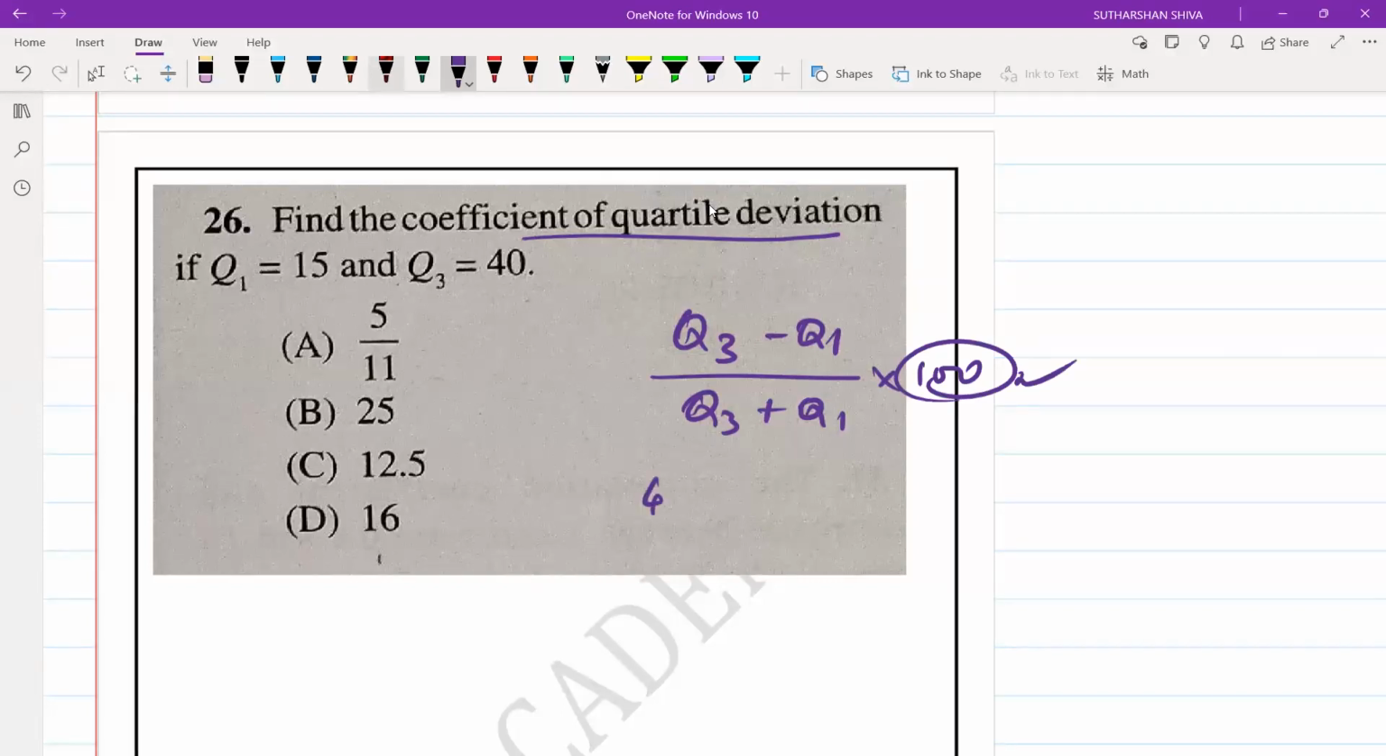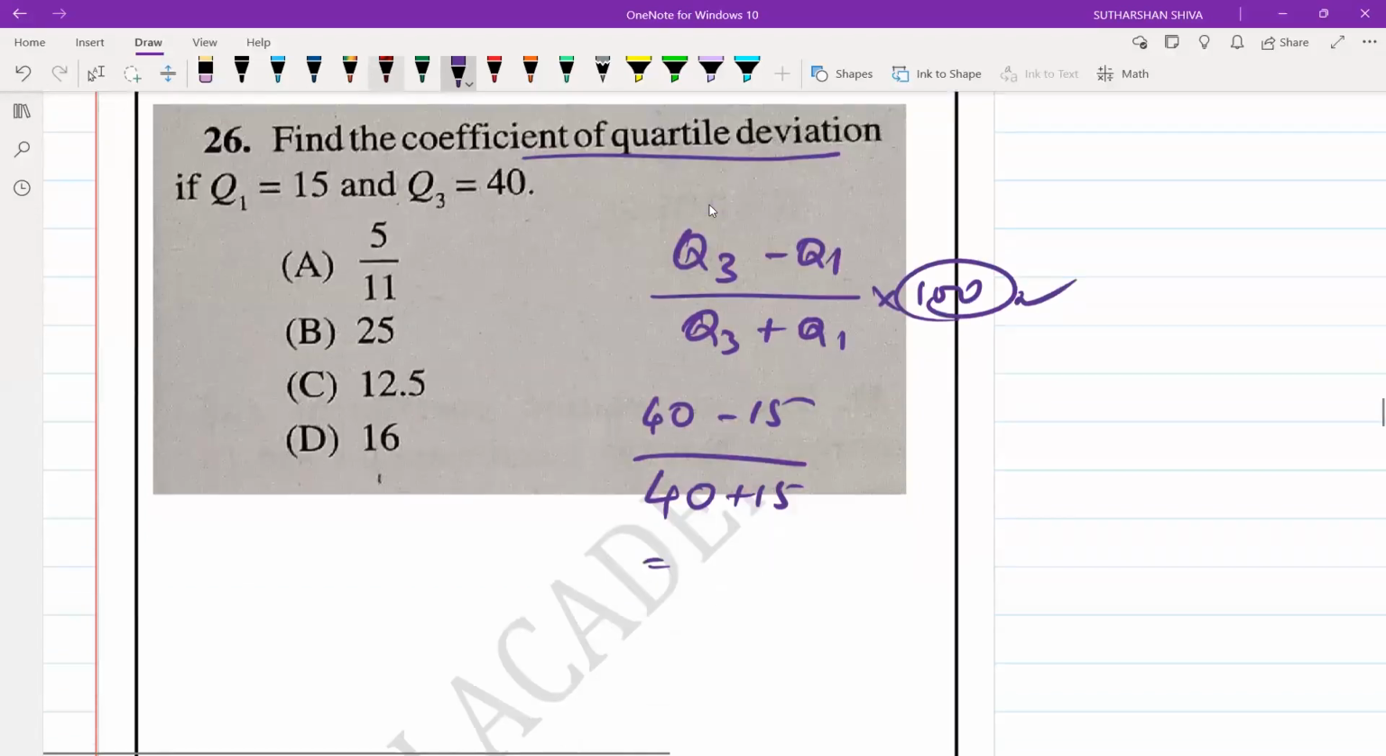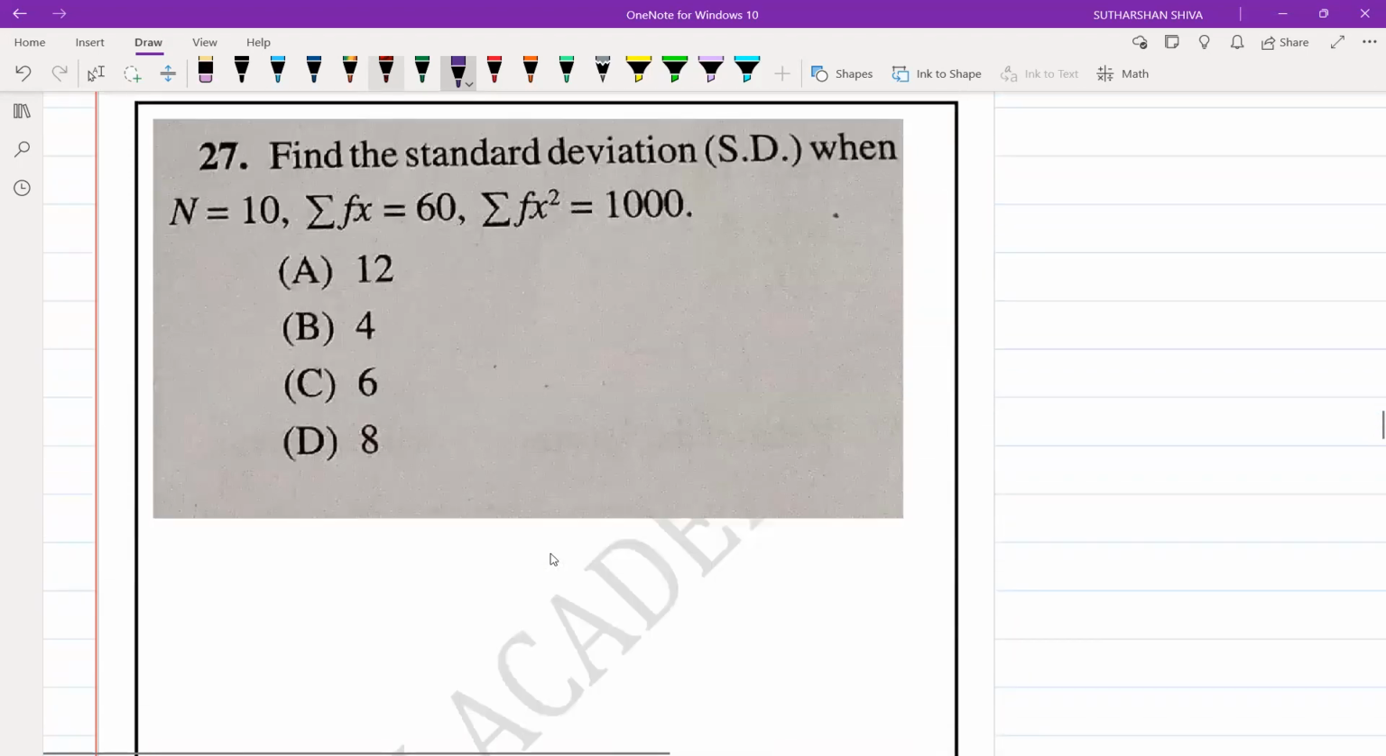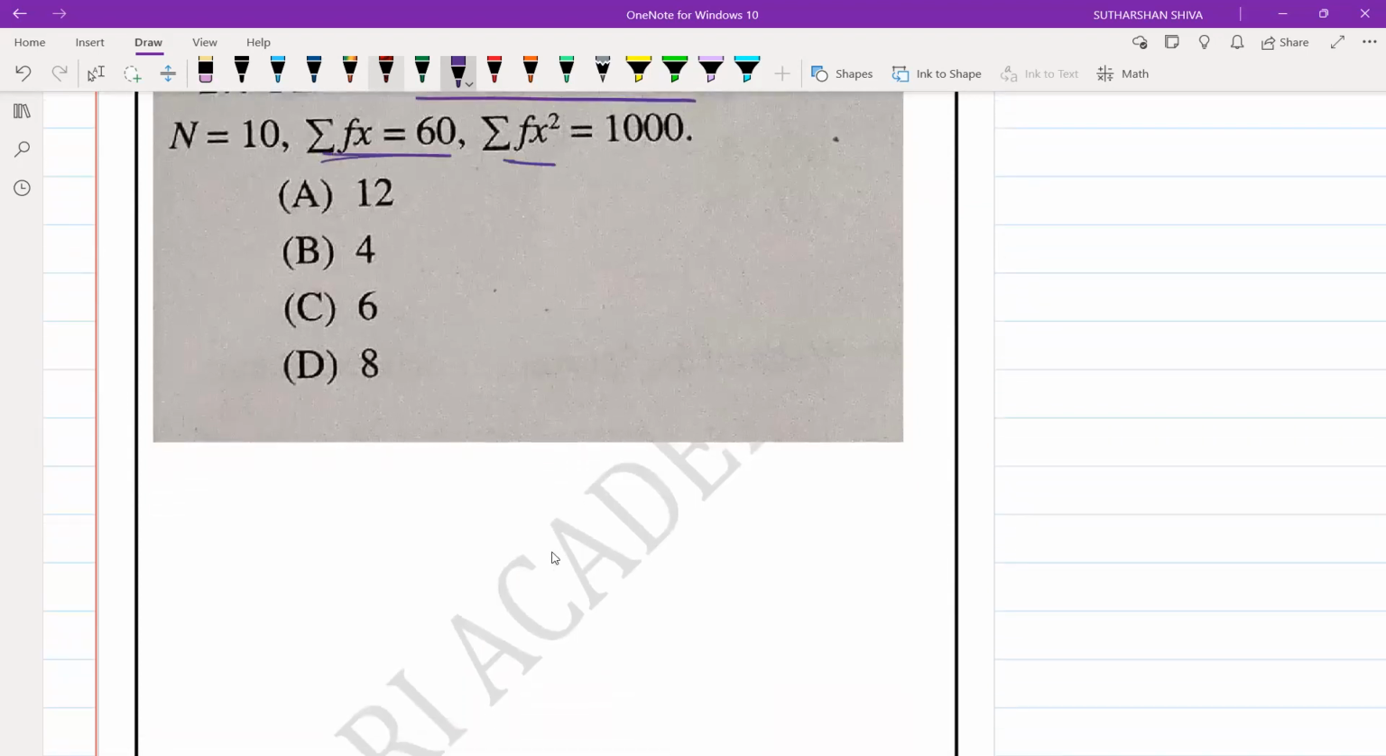So what is the Q3? 40 minus 15 divided by 40 plus 15. So 40 minus 15 will become 25. 40 plus 15 will become 55. 25 divided by 55, it will become 0.4545. So my option is option A. For my verification purpose, take a calculator and do 5 divided by 11. 5 divided by 11, it's nothing but what? 0.4545.